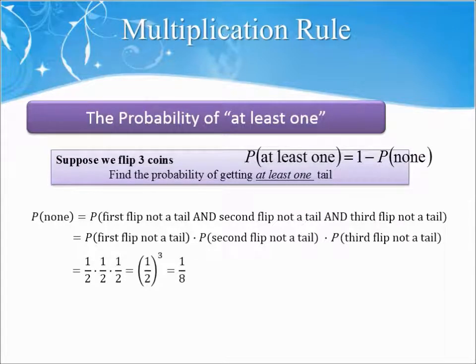So of course that is 1/2 times 1/2 times 1/2, or 1/2 to the third power, which gives us 1/8 probability of no tails. And this intuitively might be obvious because that is the same thing as saying the probability of all of them being heads should be 1/8. There's only 1 out of 8 ways for that to occur. So to find the probability of at least one tail, we just have to subtract 1 minus the probability of no tails, or 1 minus 1/8, which gets us a probability of 7/8.